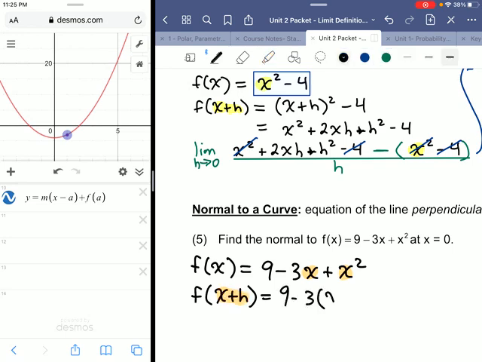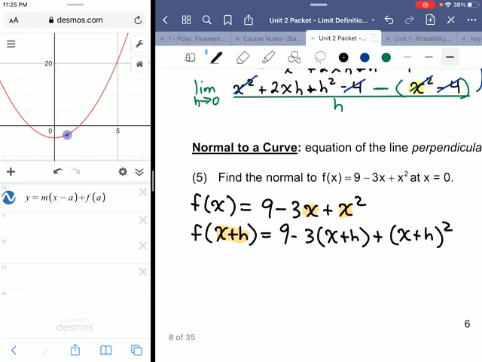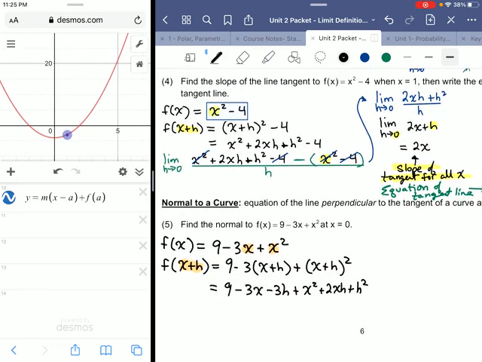So 9 minus 3 times x plus h plus x plus h, the quantity squared. So 9 minus 3x minus 3h plus x squared plus 2xh plus h squared. Alright, so that would be my f of x plus h. I would then find the limit as h approaches 0 of all of this minus all of that divided by all of that, the same thing from the last problem.